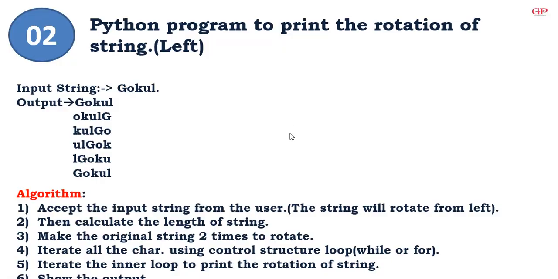Python program to print the rotation of a string, that is left rotation. Input string is, let's say, Gokul, and we have to rotate this string from the left. So GOKUL as an input, one by one the characters are shifted to the left side and the string gets rotated.